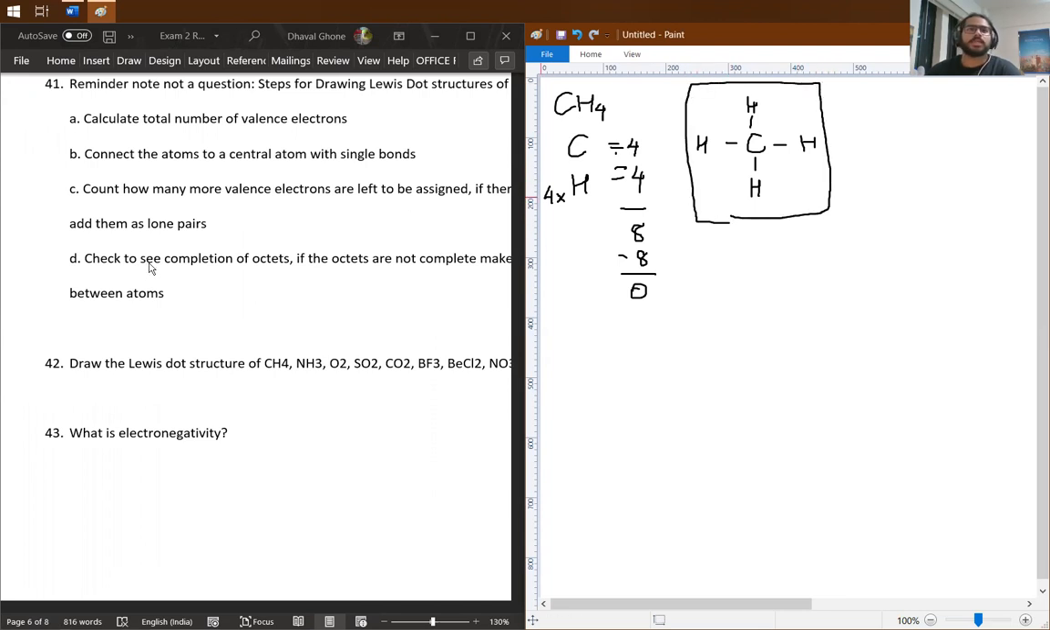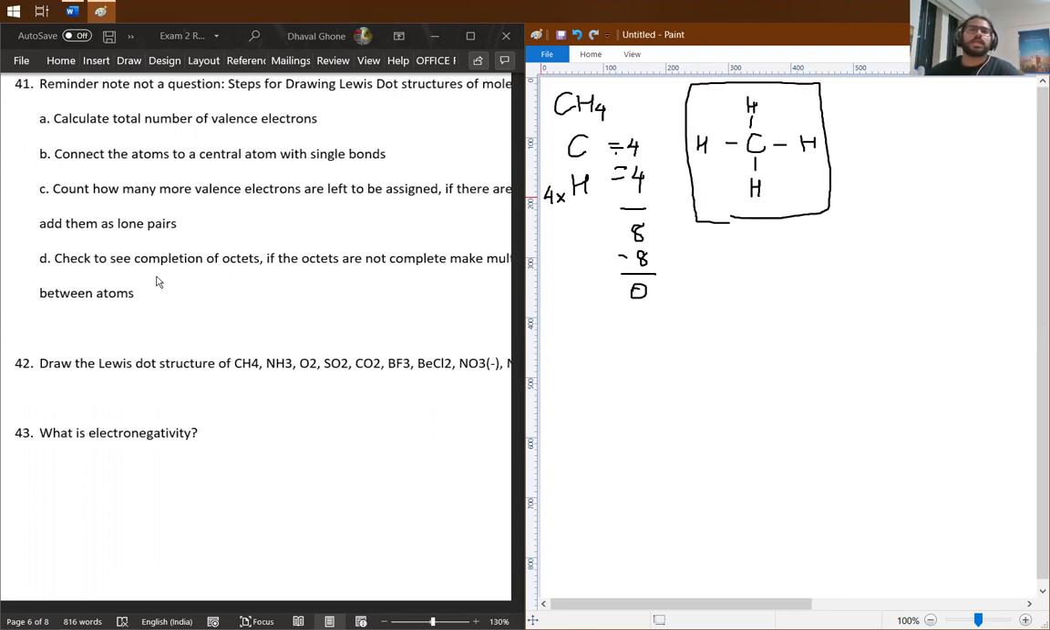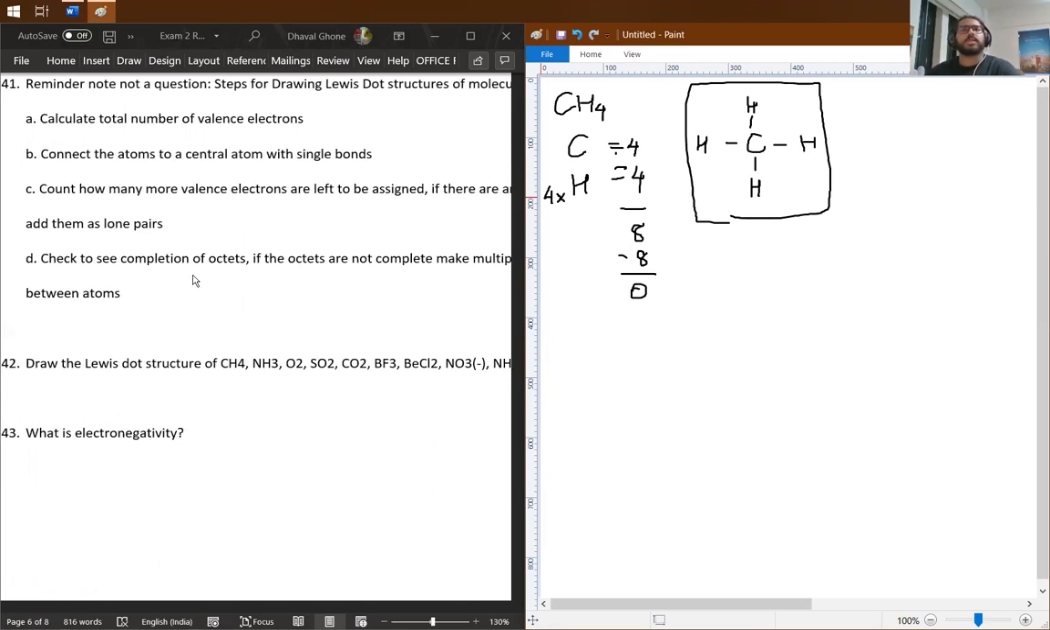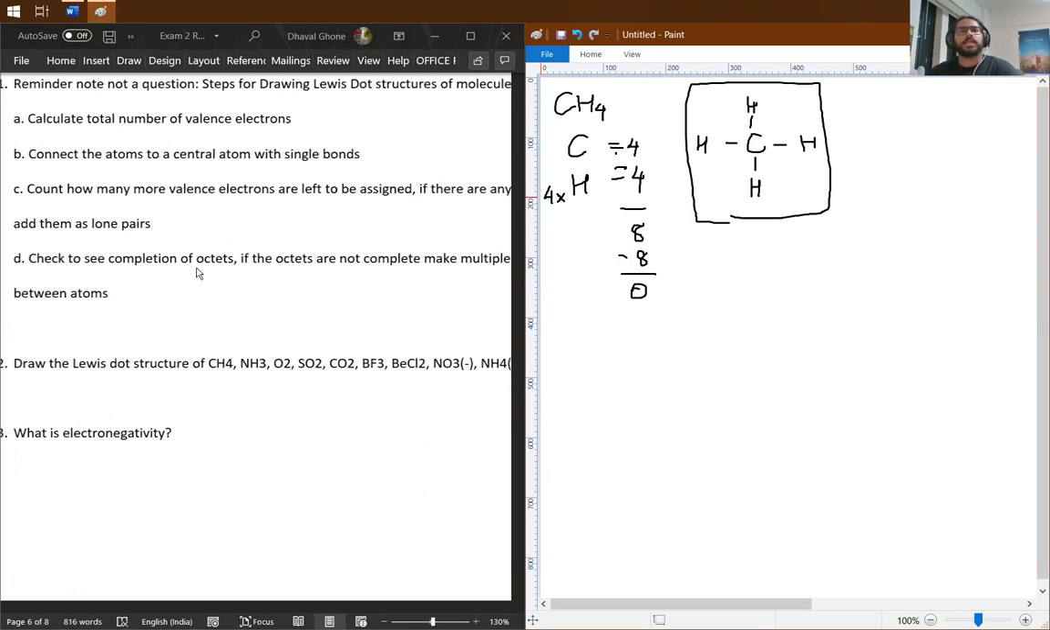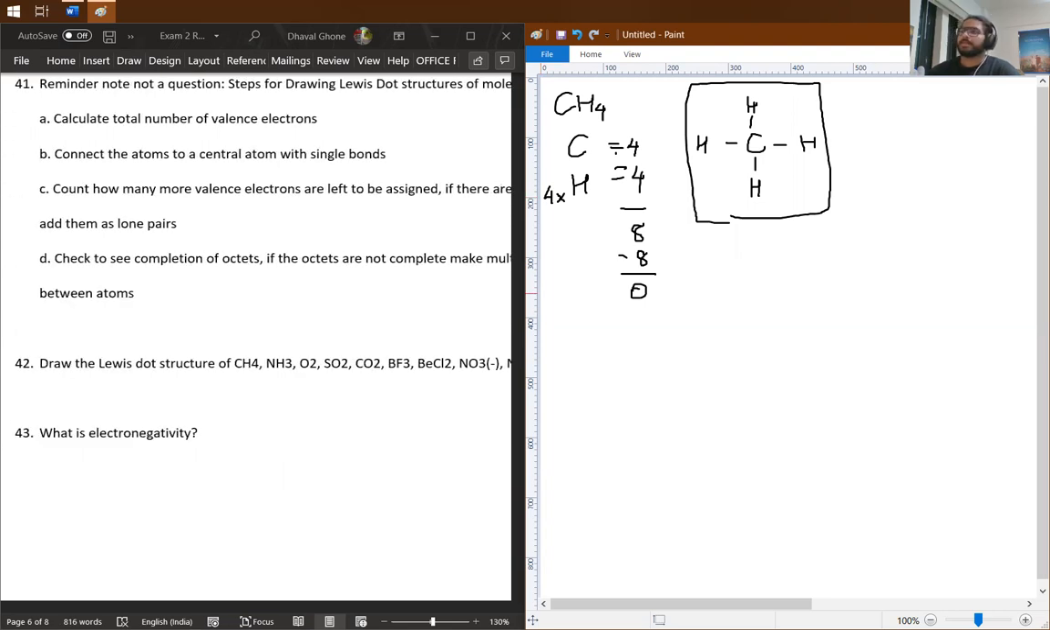The last step says check to see if any octets are completed or not completed. If the octets are not complete, make multiple bonds to complete them.